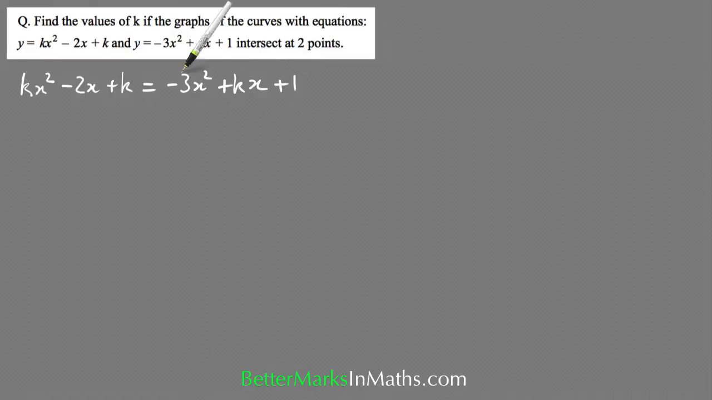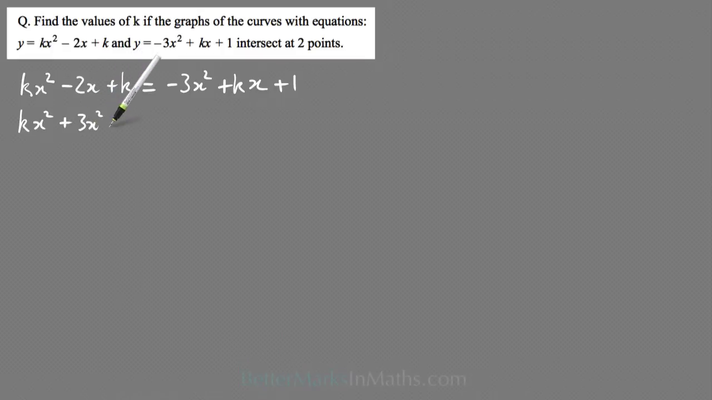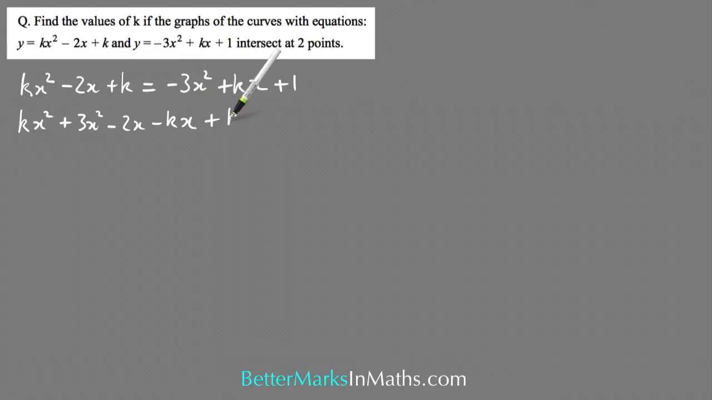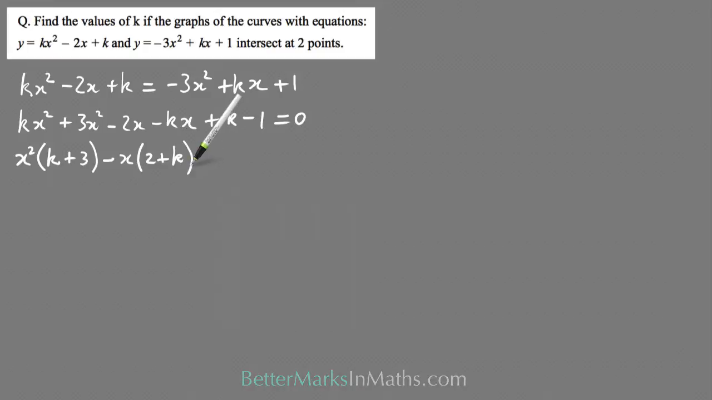Then you have to get out all of this on this side. So kx squared plus 3x squared, then minus 2x minus kx, and then plus k minus 1 is equal to 0. And from there, what you want to do is go x squared and just take out the common factor in those two terms of x squared, and you have k plus 3 in the bracket. And then take out minus x from these two terms, and then you get 2 plus k. And then the last term is k minus 1.